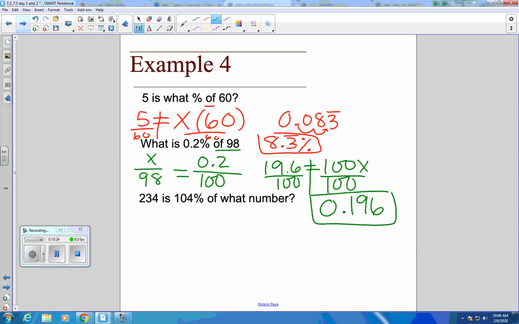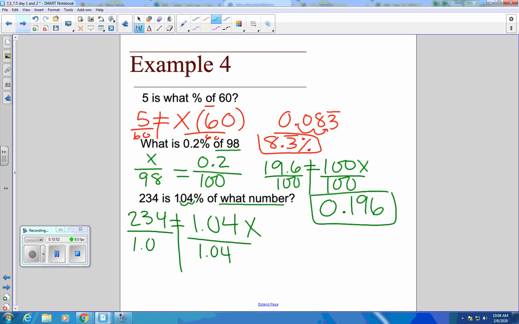Then the last one, it says 234 is 104% of what number? Okay, let's try using both of the equations. So for a percent equation, we have 234 is our part. 104% is our percent, but we have to put this in as a decimal. So we move the decimal point to the left and we get 1.04. And then we're trying to find of what number, what's our whole. Then we divide both sides by 1.04. And we get x equals 225.